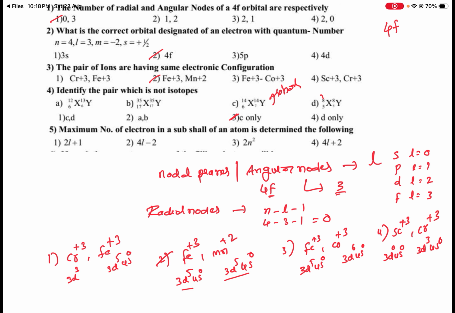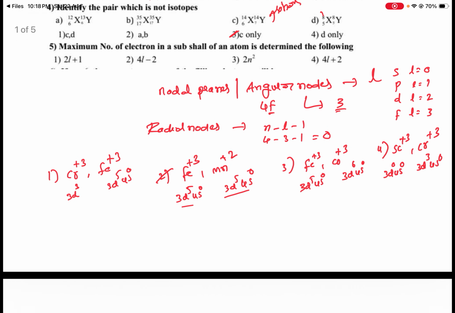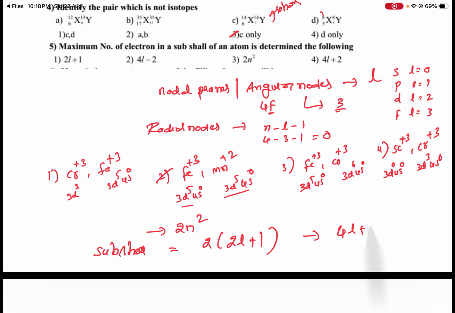Okay, next, fifth one: the maximum number of electrons in a subshell of an atom is determined by the formula. The maximum number of electrons in an orbit or shell is equal to 2n square. The maximum number of electrons in a subshell equals 2 into (2l plus 1), because each orbital contains 2 electrons, and the number of orbitals is 2l plus 1. So this is equal to 4l plus 2. So option 4 is the correct one. Okay, this is the fifth one.